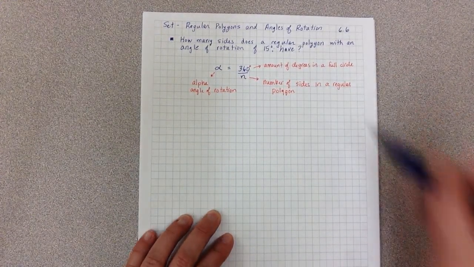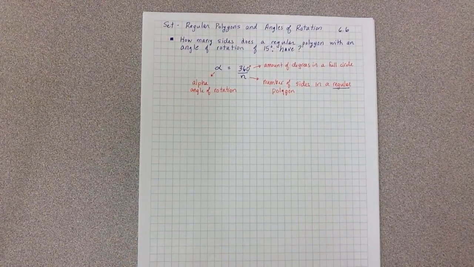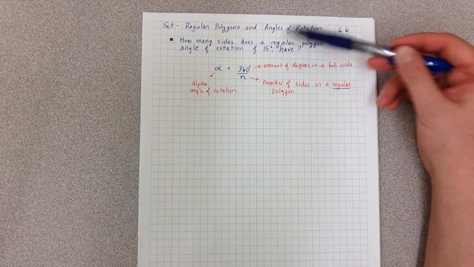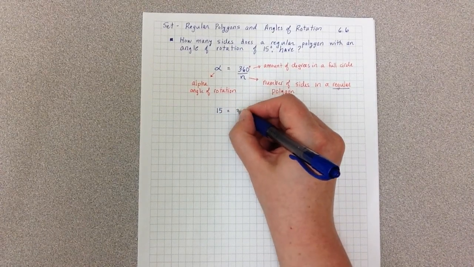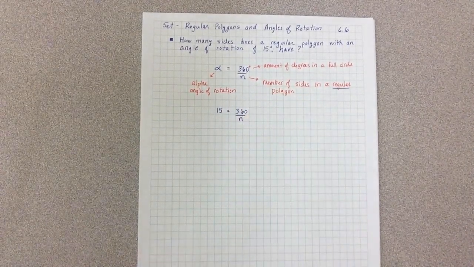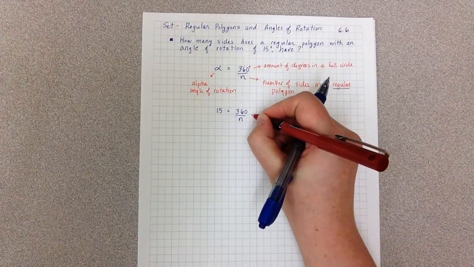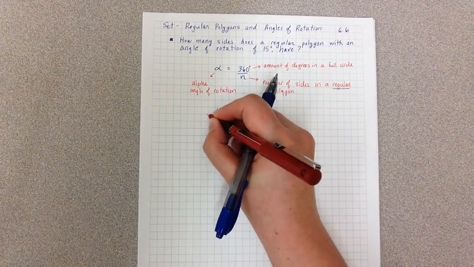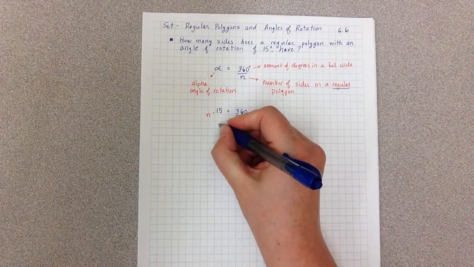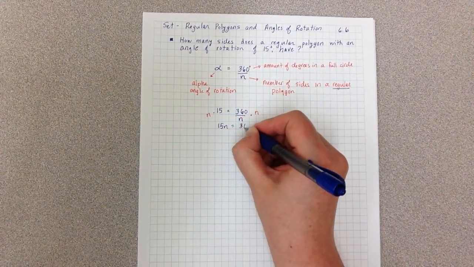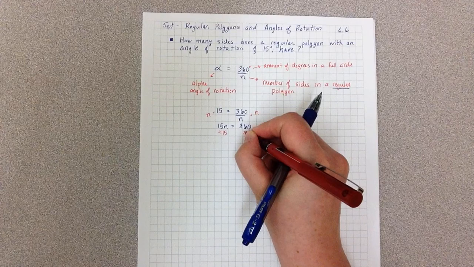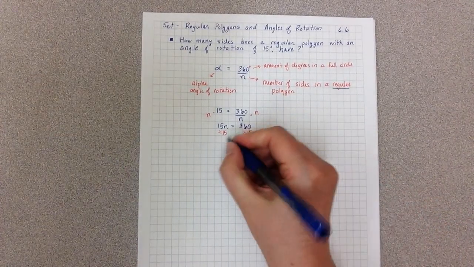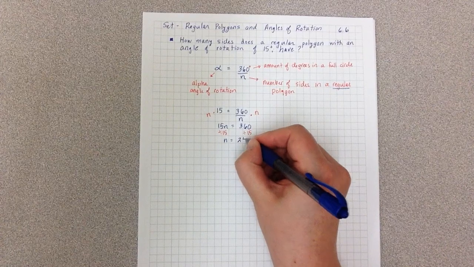Remember that this whole idea of regular is really important, and you can't use this formula unless you have a regular polygon. So in this case, they give us an angle degree. So that's our angle of rotation. So we substitute that in. 15 equals 360 over n. I then need to solve for n, so the first thing I'm going to do is get n out of that denominator by multiplying both sides by n. So I have 15n equals 360. To get n alone, I'm now going to need to divide both sides by 15. And so I get n equals 24.